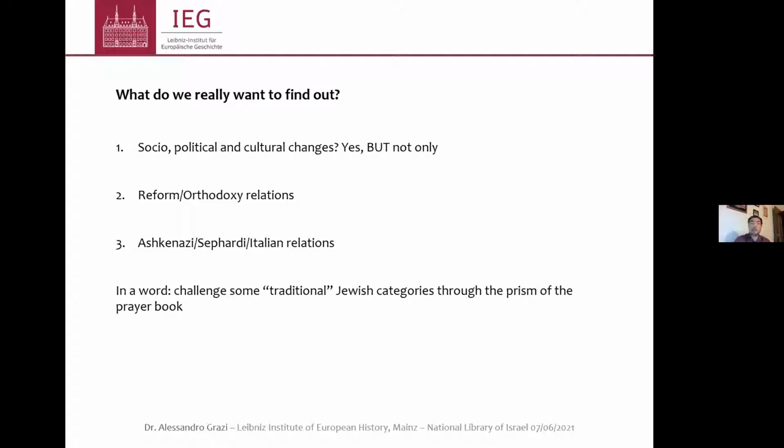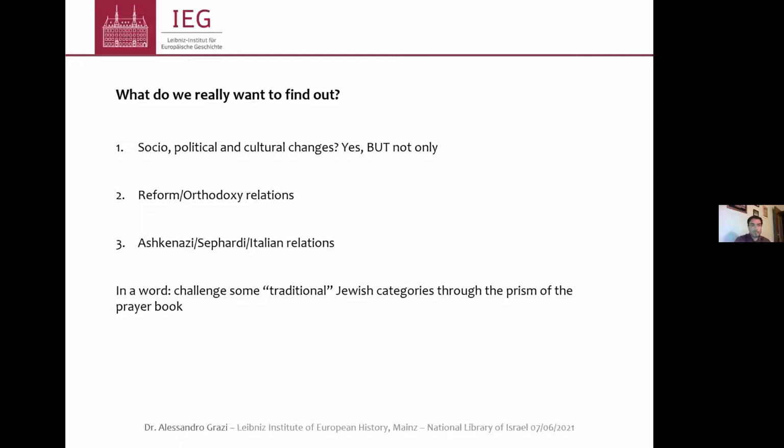Basically, through the prism of the prayer book, we can challenge traditional Jewish categories and ask ourselves questions like, what is Orthodox? What is Reform? What is Sephardi? What is Ashkenazi, Italian, etc.? These are questions to which I don't have an answer yet. I would like to have an answer at the end of my project.